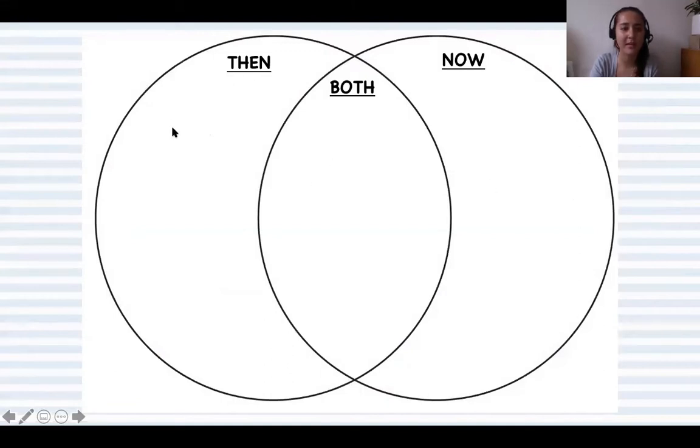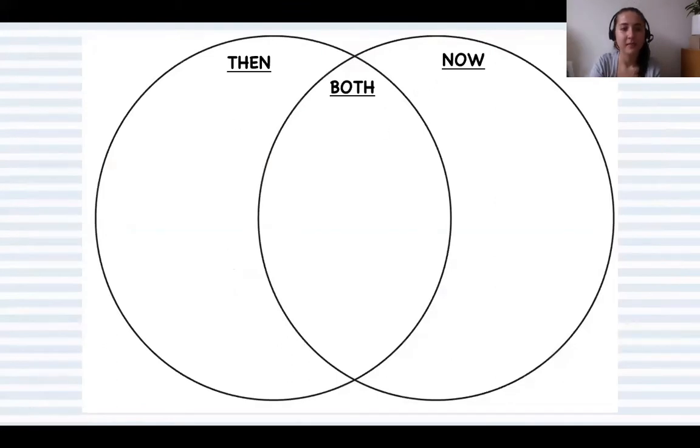What could we put in this circle talking about newspapers? What is different about newspapers back then than is now? What is the difference? How can we contrast newspapers from then and now? What can we write in here?